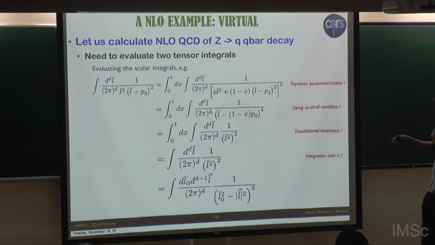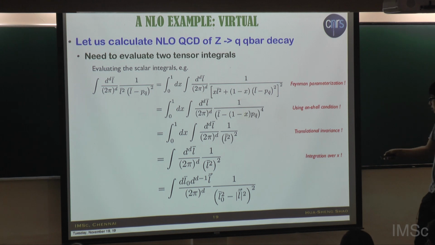So I do the Feynman parameterization and arrange my denominator. Then, using the shift conditions and the translation invariance, L bar can always go to L bar plus some momentum, right? Then it goes to a very simple integral, and actually this one is very simple because it does not depend on x, so I integrate over x.